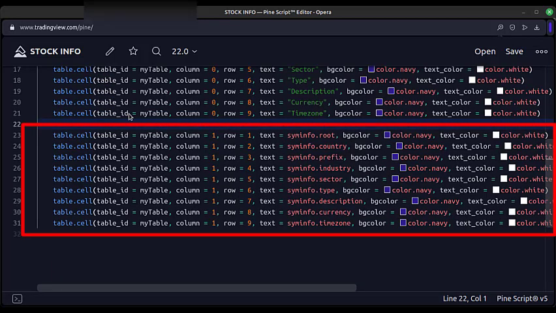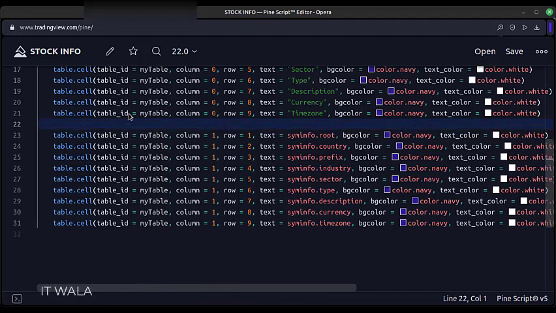Then in another column, we get all the required attribute values, using the SOMINFO variable. For example, to get the stock name, we use SOMINFO.root variable. To get the country name, we use SOMINFO.countryname, etc. Let's add this indicator to the chart and understand it.